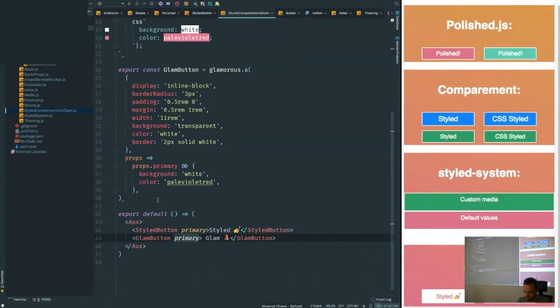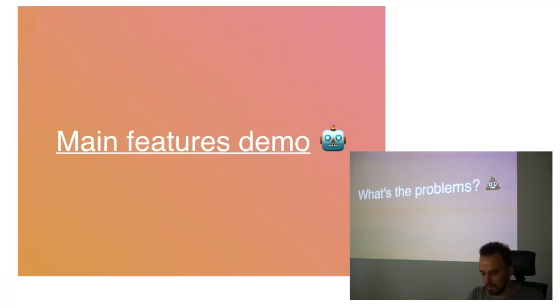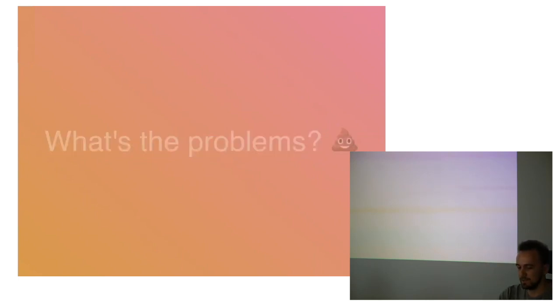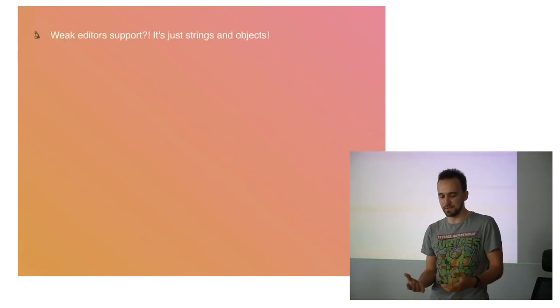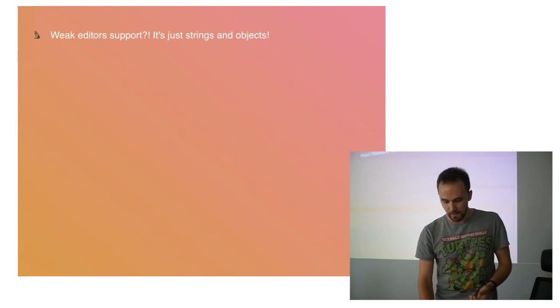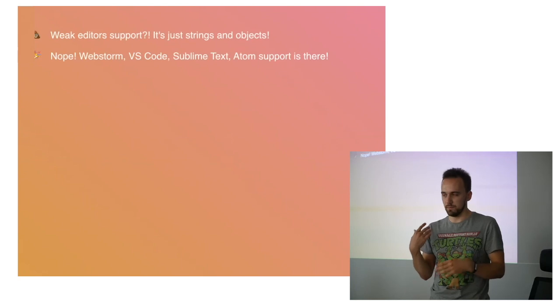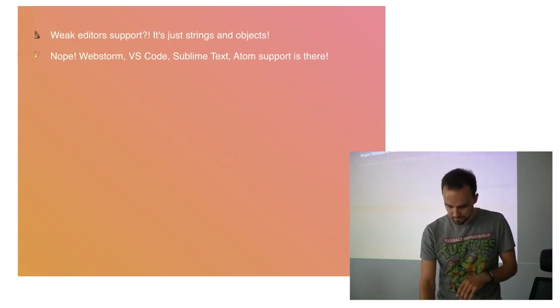Okay, so I think it's enough of examples for today. I think it gets boring. So, what are the problems, right? You're gonna ask me. There are a few problems you probably think of, like weak editor support, right? Because it's just a string in an object. It was true, but not anymore, because WebStorm is supported by default right now by the plugin. VS Code, Sublime Text, Atom are supported there, no problem.